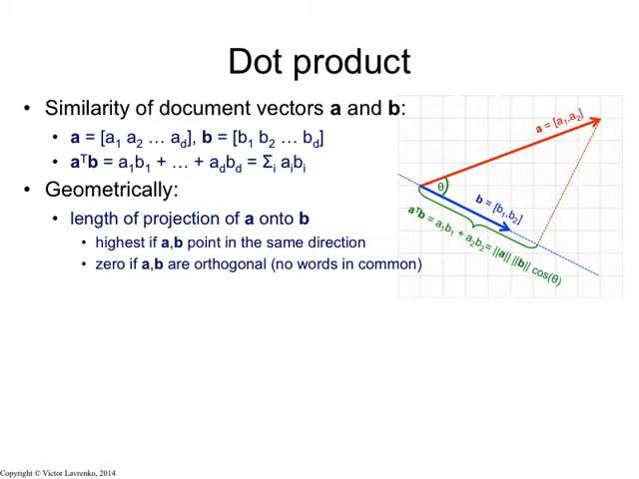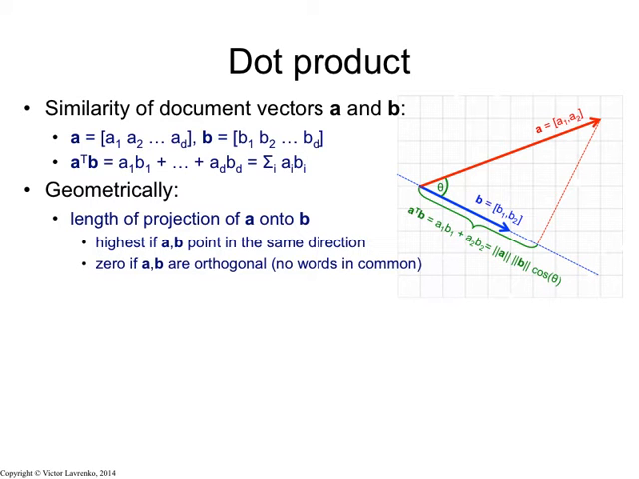And if the vectors point in the same direction, again, what that means is they have exactly the same words in exactly the same proportions. That's the only way to have vectors pointing in the same direction, and that will give you the highest possible value for a dot product. So we have some intuition there.